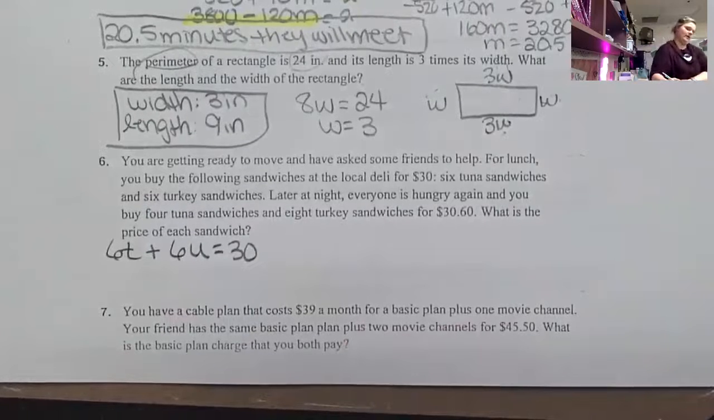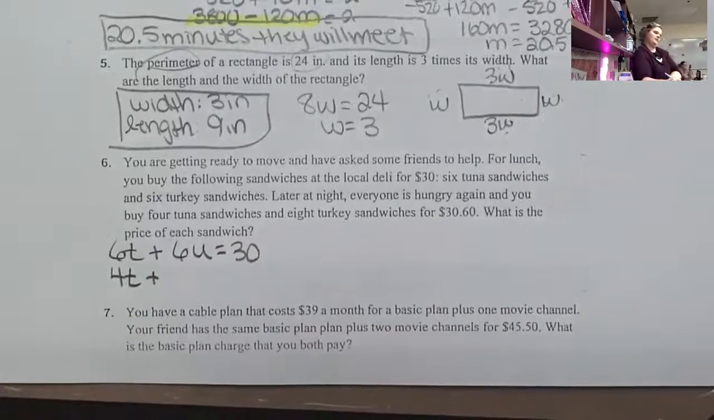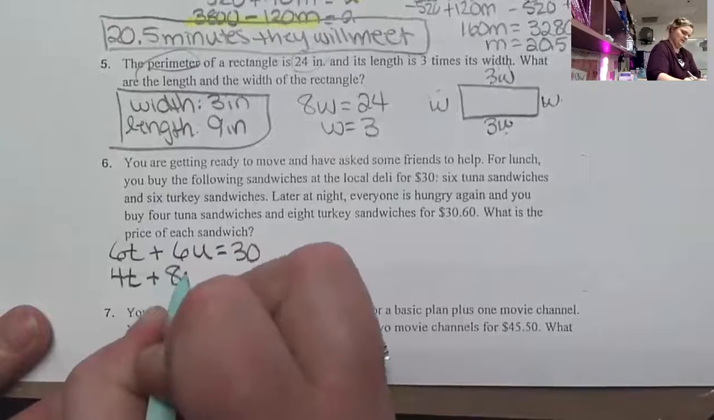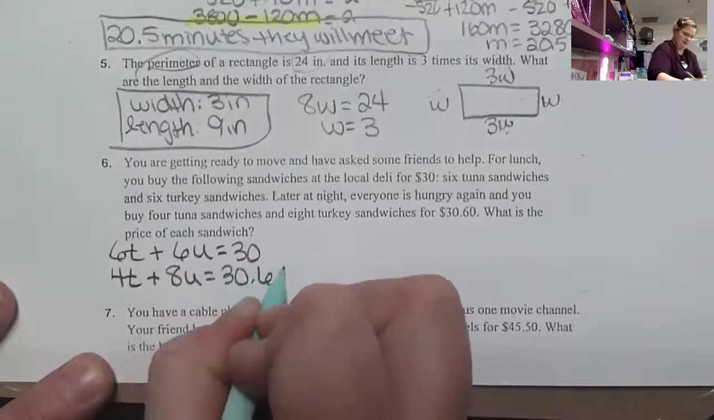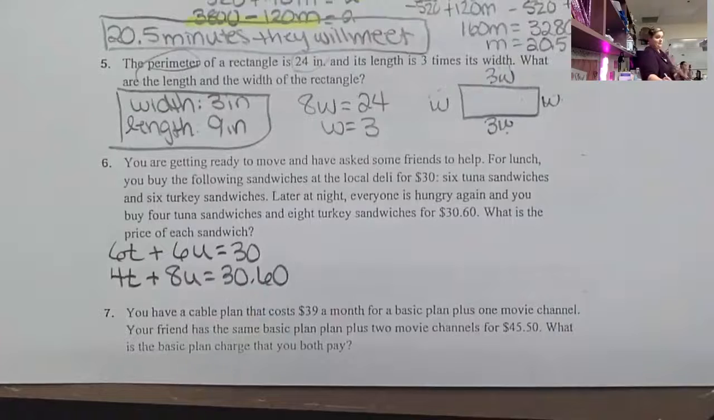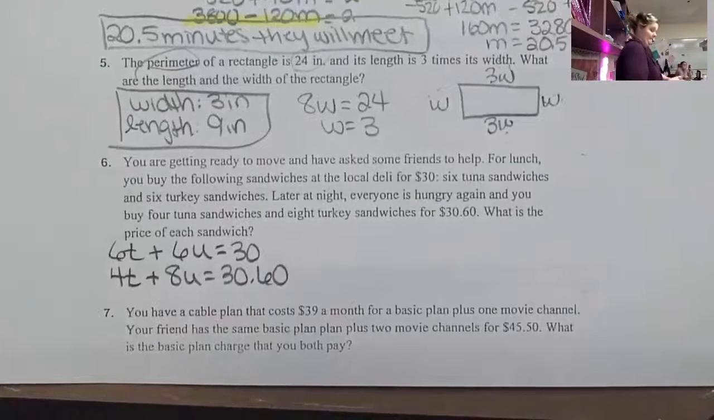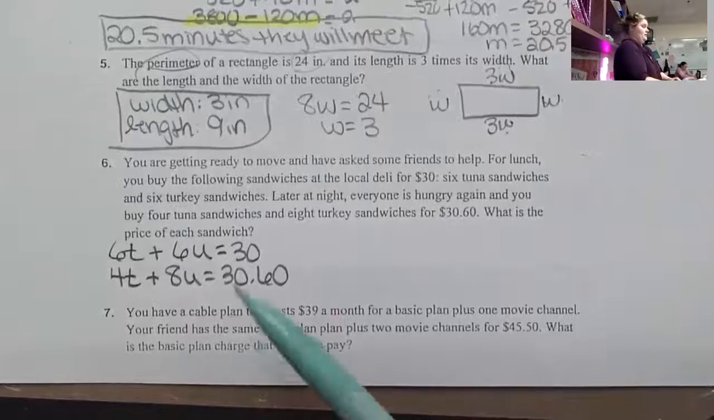Okay, later they were hungry and they said we bought 4 tuna. So 4T plus how many turkeys? So 8U. And then I spent $30.60. If people were moving my stuff, I'd be willing to spend that $30.60 for that day. At least you're not doing it by yourself. That's true. You can't hire a moving company for that.